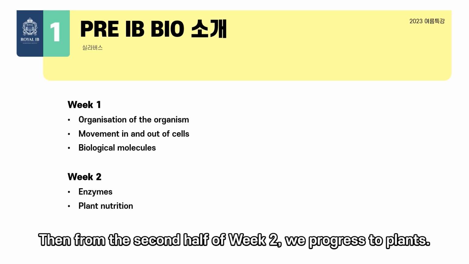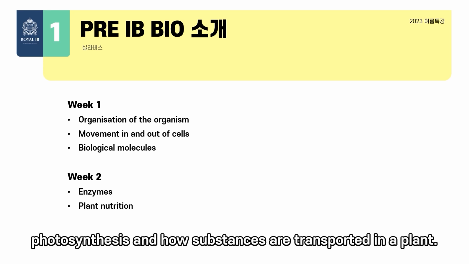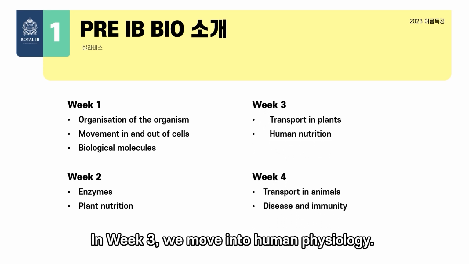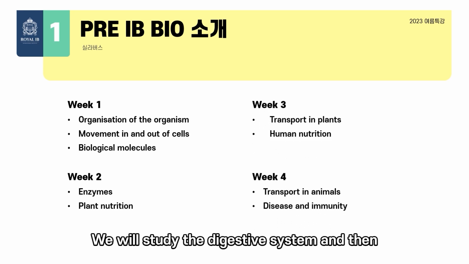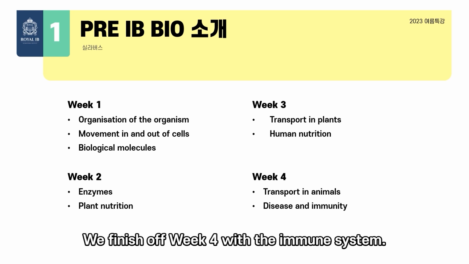Then from the second half of week 2, we progress to plants. We will focus on the structure of leaves, photosynthesis, and how substances are transported in a plant. In week 3, we move into human physiology. We will study the digestive system and then move on to the circulatory system in week 4. We finish off week 4 with the immune system.